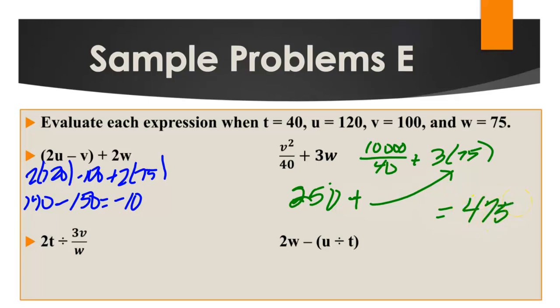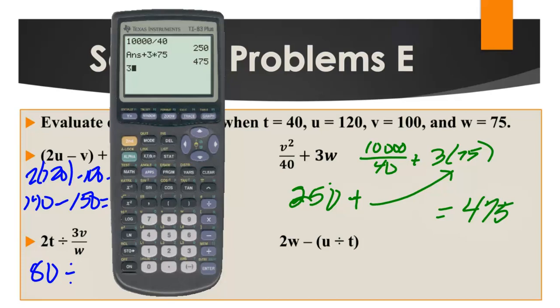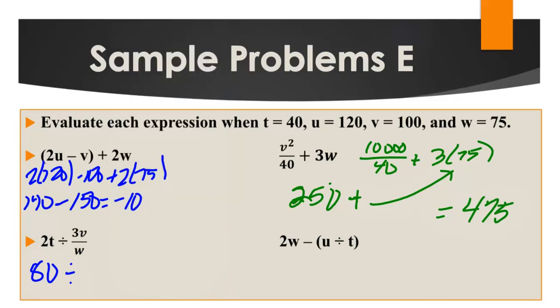And our last couple here, we have 2 times t, which is 80. We're going to divide that by 3 times 100, which is 300. 300 divided by 75, let's do that on our calculator quickly. 300 divided by 75 gives us 4. So we have 80 divided by 4, which will give us 20.